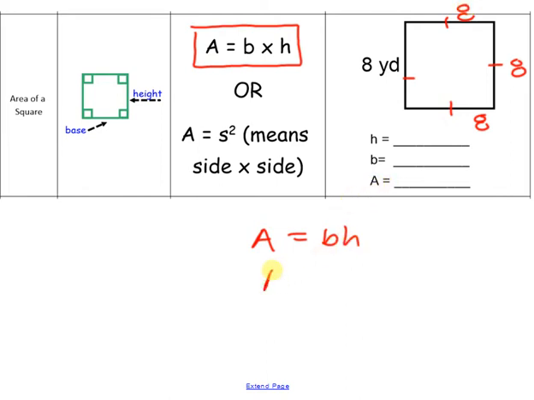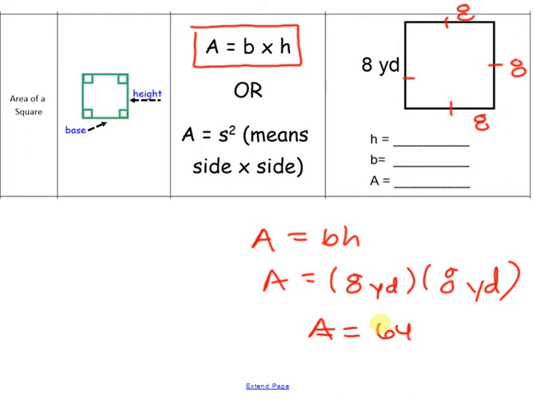So when I do my formula, our base is 8 yards, and our height is also 8 yards. So our area equals 8 times 8, which is 64. Yards times yards is yards to the second power.